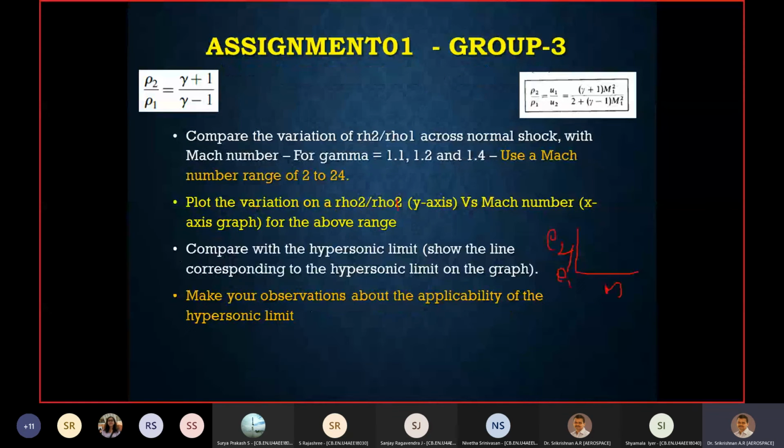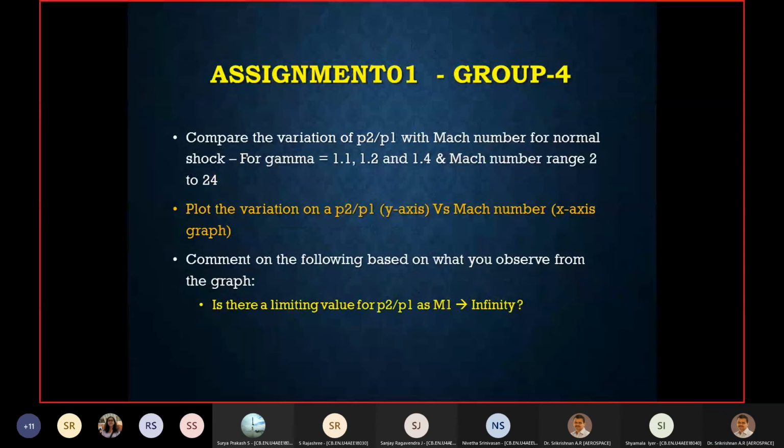Any question there? Group 3? No. Group 4. Here, what we just discussed was rho 2 by rho 1 along with the hypersonic limit. Group 4 has a similar task, but with focus on P2 by P1, the static pressure ratio. I have not put the ratio here. We have discussed it, so you can just take the P2 by P1 ratio for a normal shock. Don't worry about the wave angle, gamma, etc.